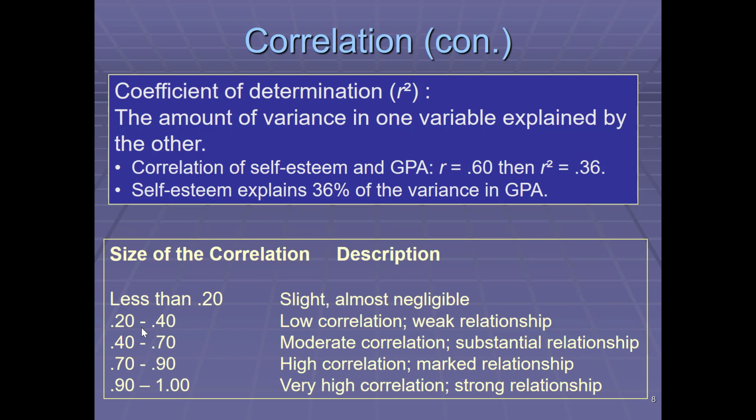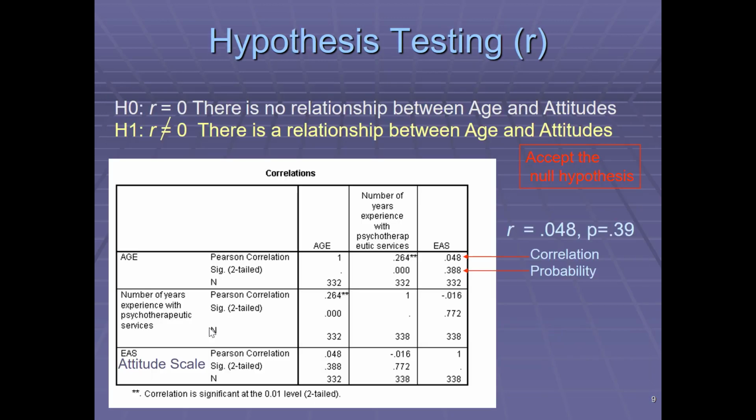0.7 to 0.9, there is a high correlation and there is a marked relationship. 0.9 to 1 is very high correlation, strong relationship. So whenever you run your correlation, use this table to determine where the relationship falls. Anything less than 0.2 would be that there's no correlation at all.